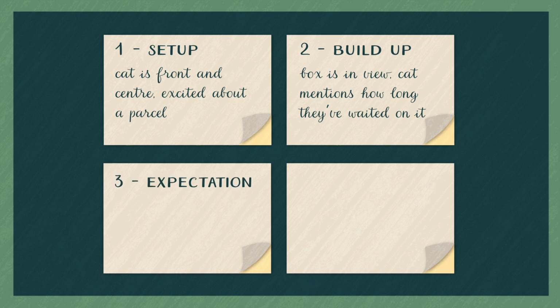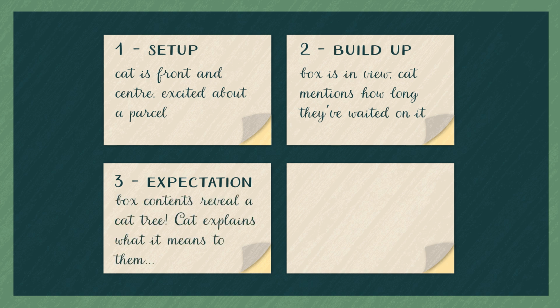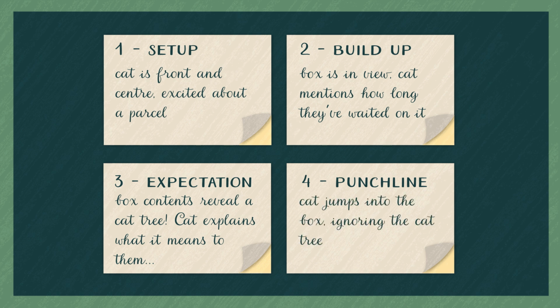3. Expectation. The box contents are revealed to show it's a cat tree. The cat explains what it means to them. 4. Punchline. The cat jumps straight into the box, ignoring the actual cat tree. This structure sets up an expectation and then flips it for a funny and satisfying ending.